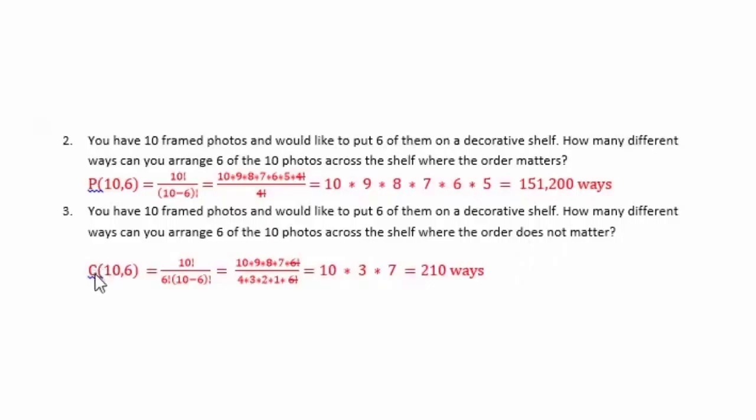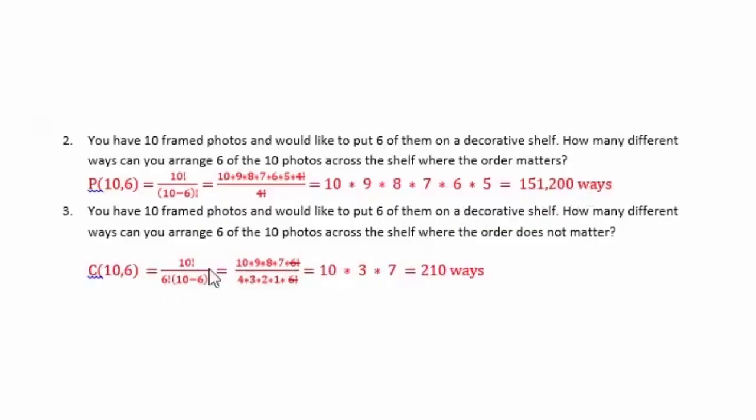So the combination of 10 choose 6 is going to be 10 factorial all over 6 factorial. So we have an extra piece here, this 6 factorial, versus the first one that was just 10 minus 6 factorial. So we have that here, but we have this additional 6 factorial. We have to divide by that to get rid of all those extra ways.